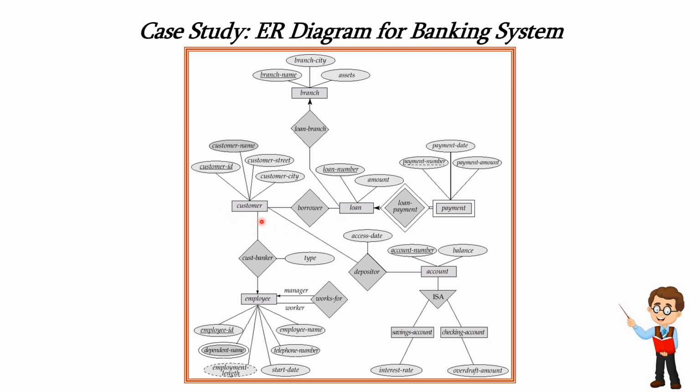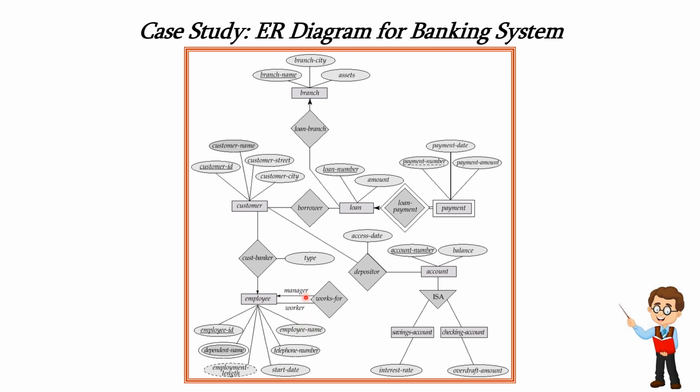And the customer can also be an employee in the bank. That is indicated through the relationship cust banker, which is connected to the entity set employee. The employee has its own attributes, employee ID, dependent name, employee length, start date, telephone number and employee name. Here dependent name is a multi-valued attribute because an employee can have multiple dependents, and employee length is a derived attribute because it is derived from the attribute start date.